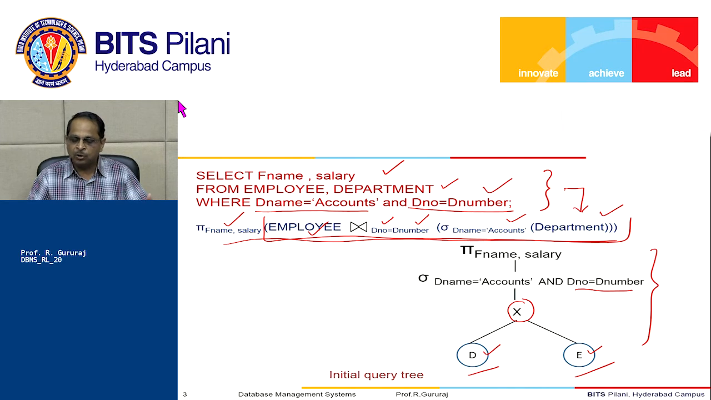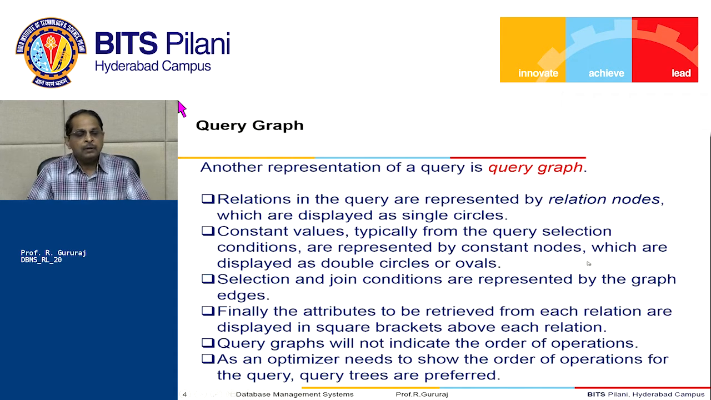DNO is an attribute of E, and D number is an attribute of D. Then I pick up only those tuples where the D name is equal to accounts. Then I project on F name and salary. This is known as the initial query tree. Another possible intermediate representation for an algebraic expression is in the form of a graph, which we call a query graph.